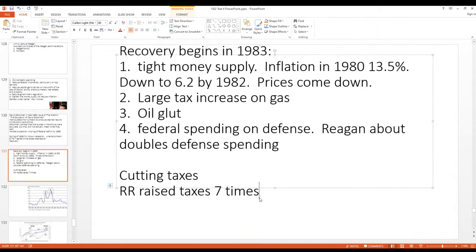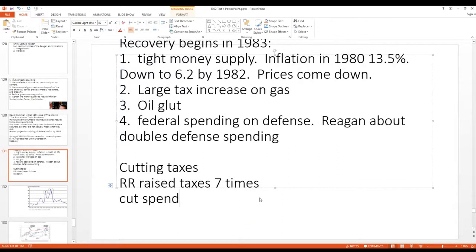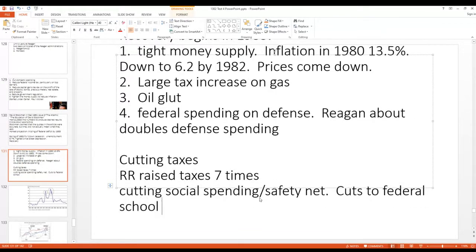The other thing is cutting social spending, or as we call it, the safety net. Okay? Closing down mental hospitals, which means basically just putting people who are mentally ill back on the streets. My favorite, cuts to the federal school lunch program, which resulted in the reclassification of ketchup as a vegetable. Okay. So, good times.